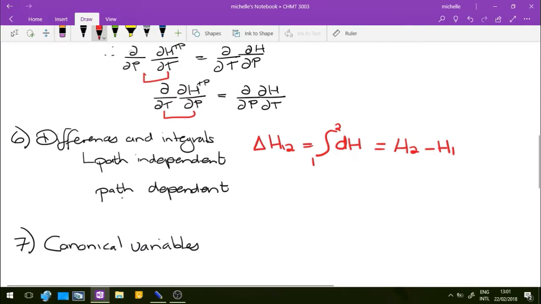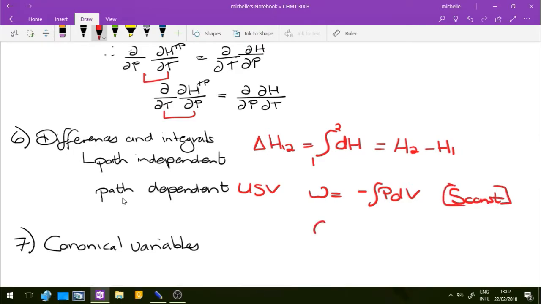But then we learned a bit in the last lecture 2b that there are actually path dependent variables, and those path dependent variables are, for example, in your USV space, you can have w is equal to the negative integral of p dv. That is when entropy s is constant, or q is equal to the integral of t ds, and that is when volume is constant.